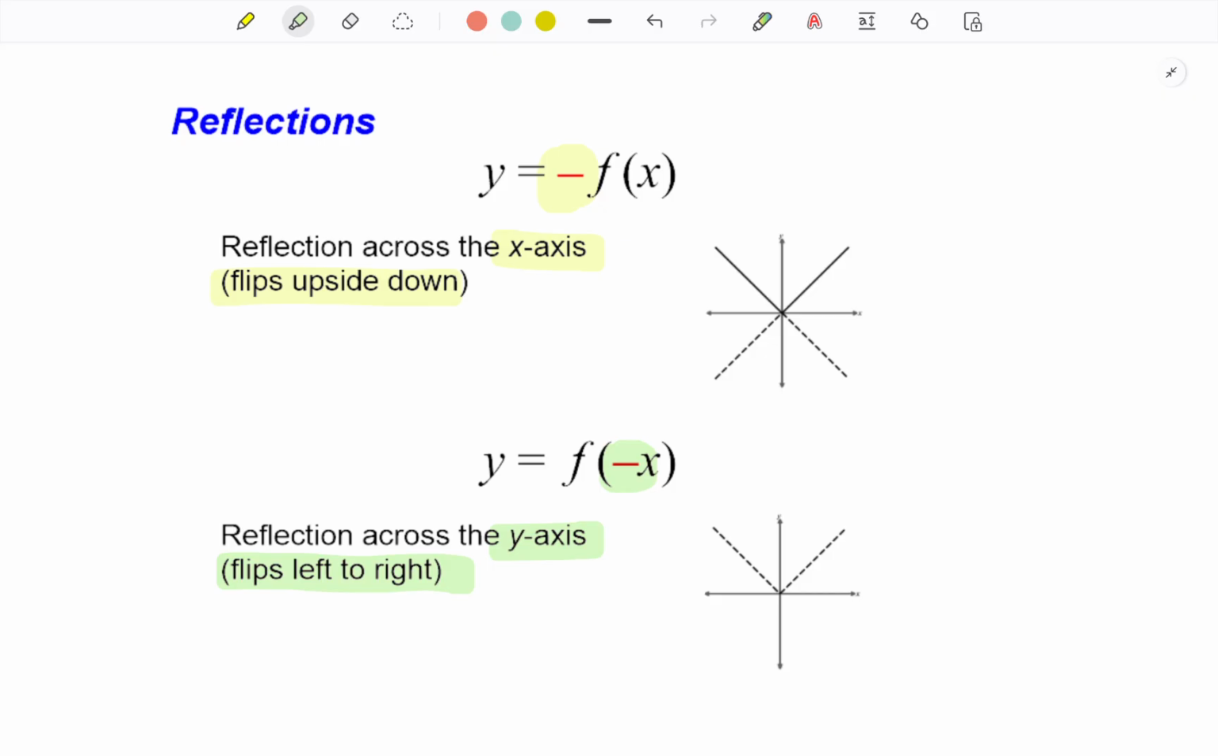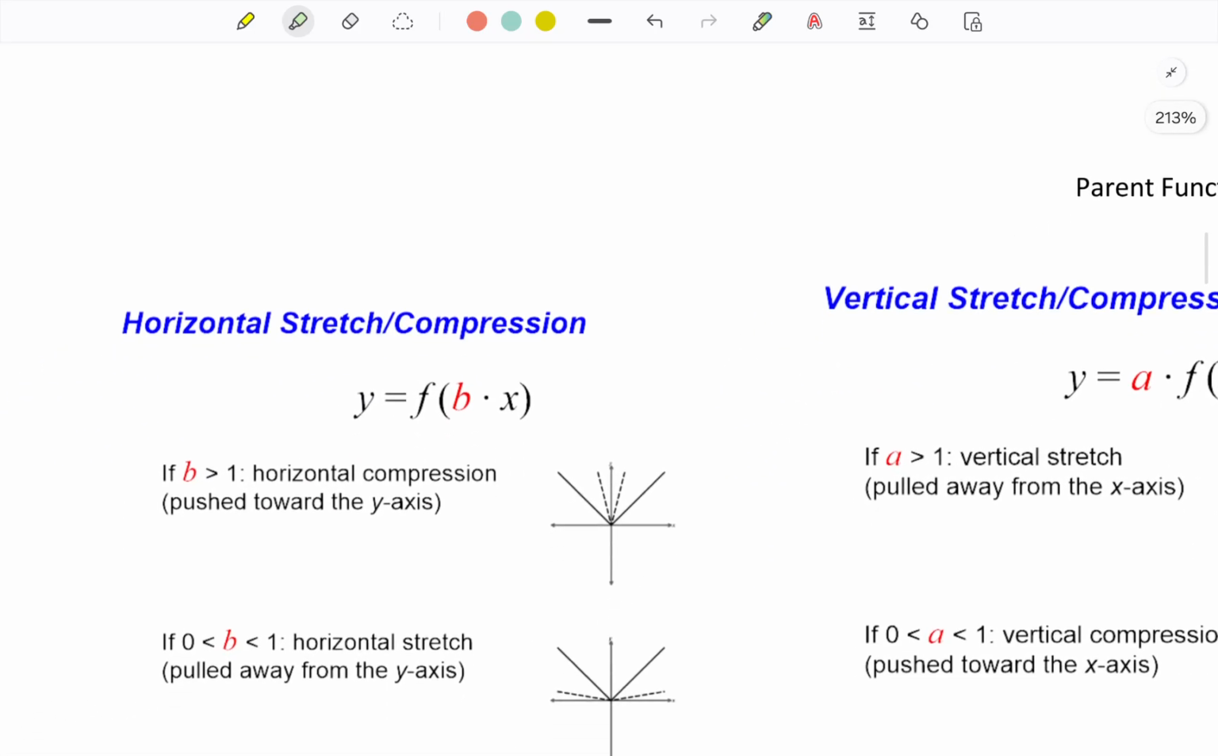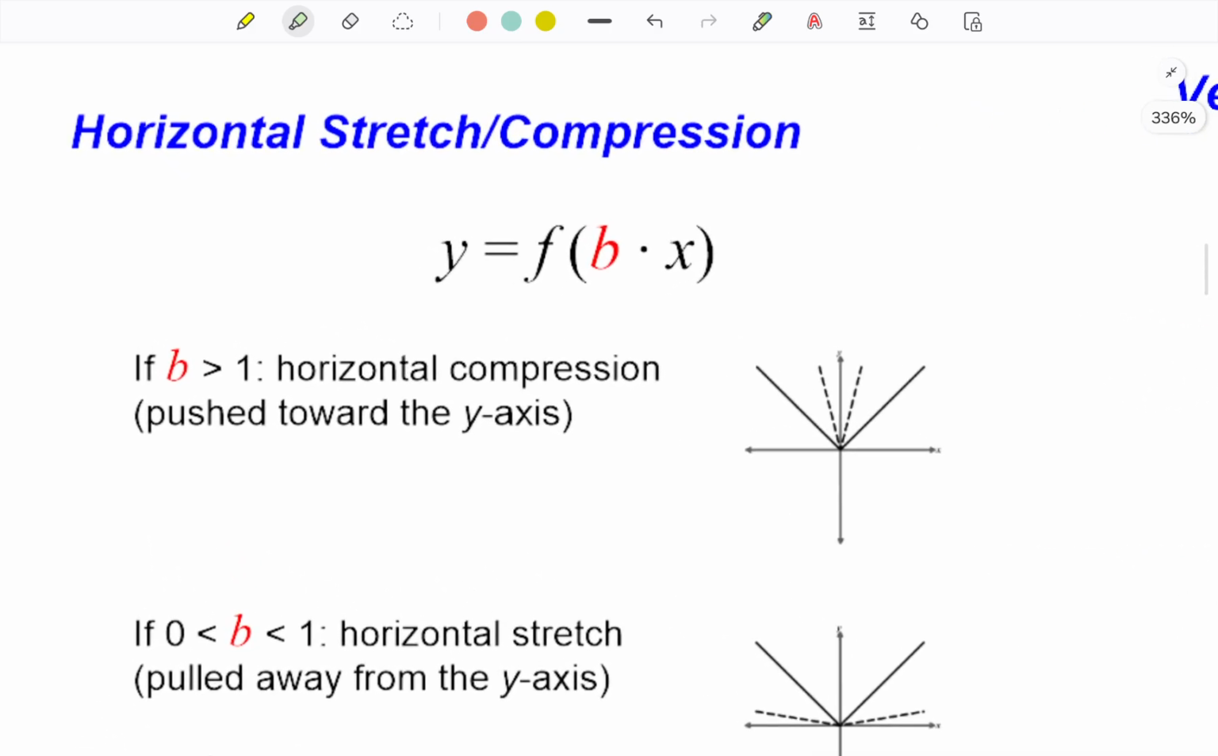But your linear function is the only function that is not symmetrical over the y-axis, which we will be talking more about symmetry here in the near future. So let's go ahead and look at our other two. So we have first horizontal stretch and compression. Again, this is in the grouping symbol.